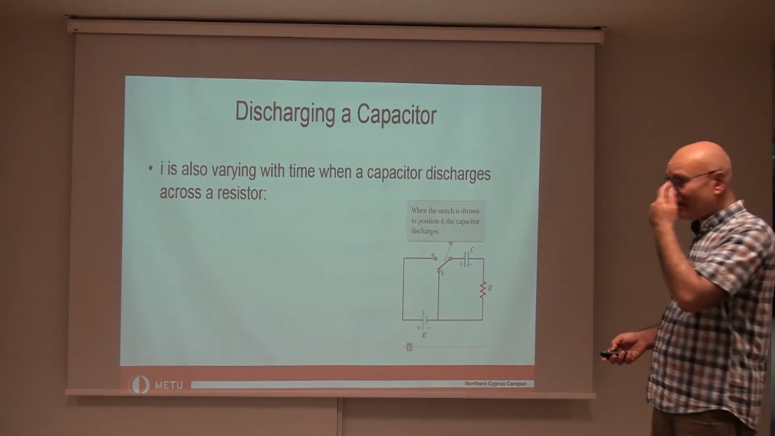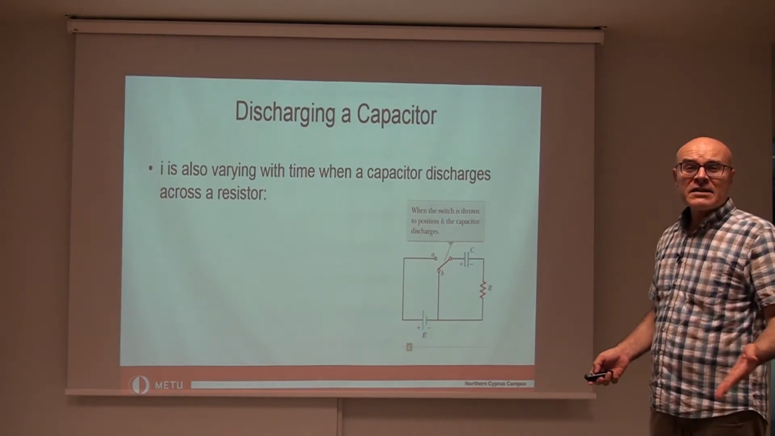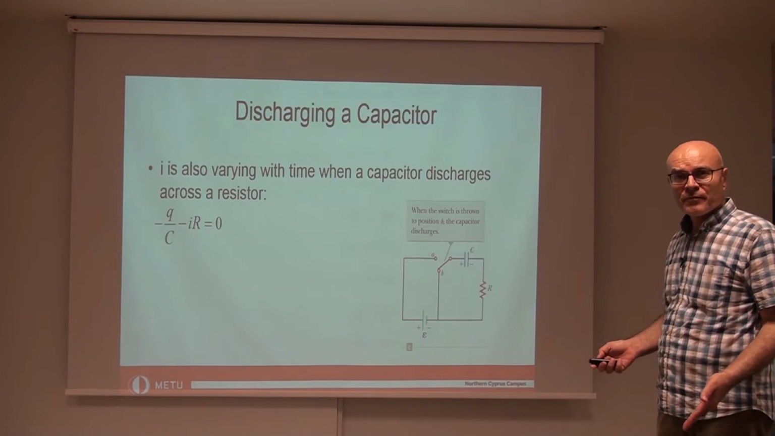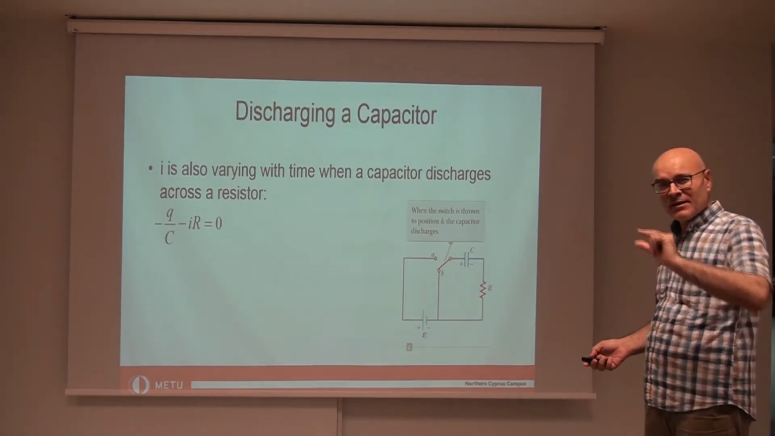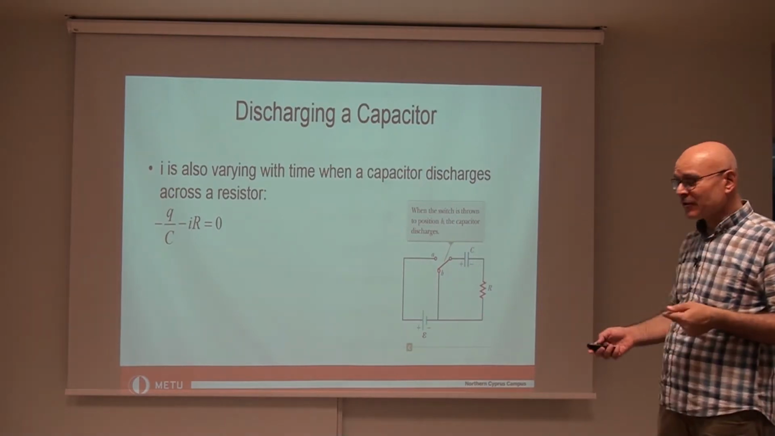Now, what about discharging a capacitor? This is the circuit, as you can see. You go exactly along the same lines. Loop rule, taking into consideration that dq/dt is negative now. Okay, so taking this into consideration when you write this, you get this expression.